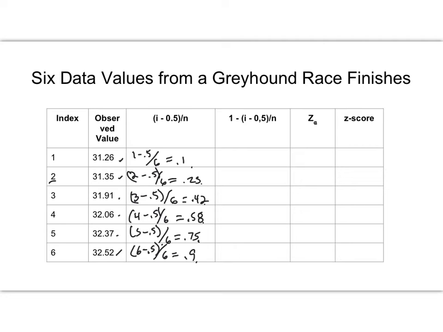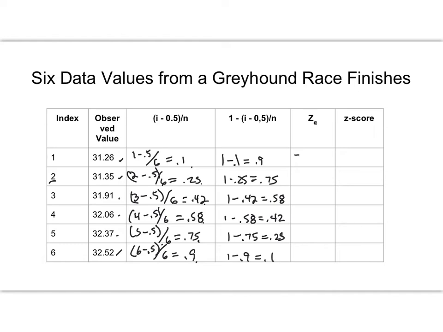All right, so I'm going to subtract those values from 1. 1 minus 0.1 is 0.9. 1 minus 0.25 is 0.75. 1 minus 0.42 is 0.58. 1 minus 0.58 is 0.42. And 1 minus 0.75 is 0.25. And finally, 1 minus 0.9 is 0.1.